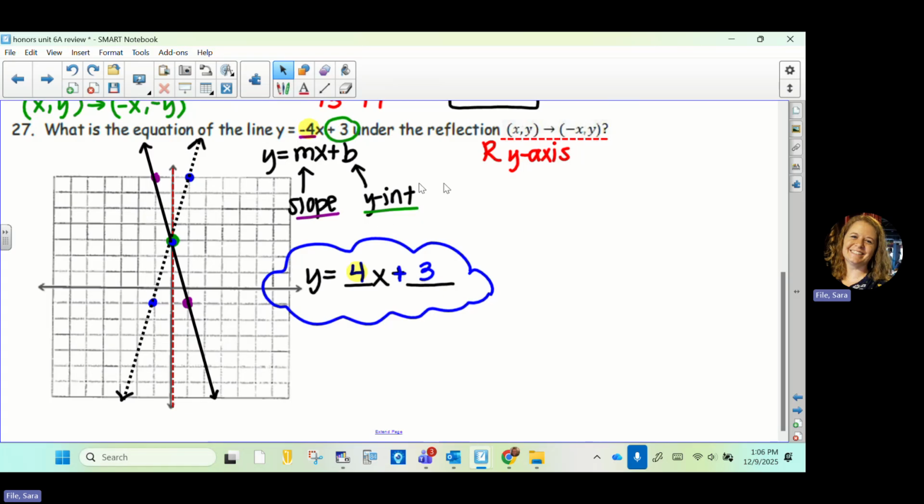Okay, so in this case, only the slope changed sign. If it was reflected over the X-axis, both the slope and the y-intercept would have changed signs. Okay, so if you understand that, you don't have to graph it every time. But if you don't, you can always do it by graphing and actually doing the reflection of the points.